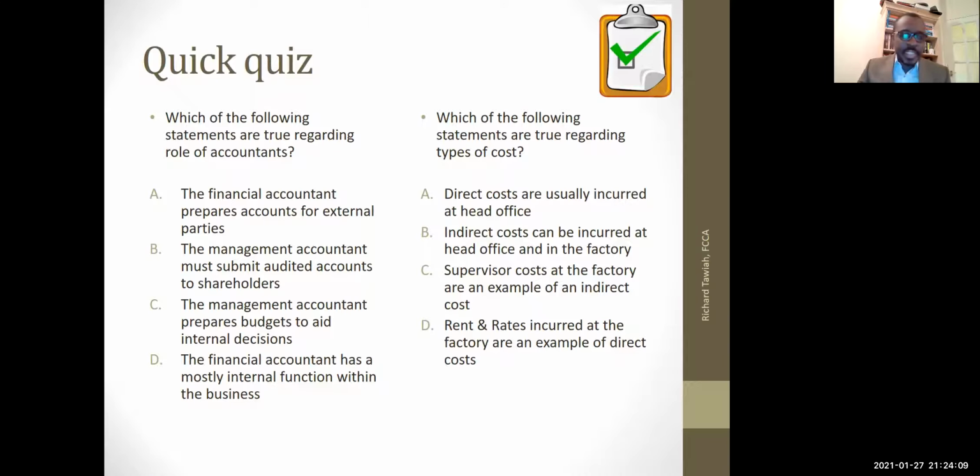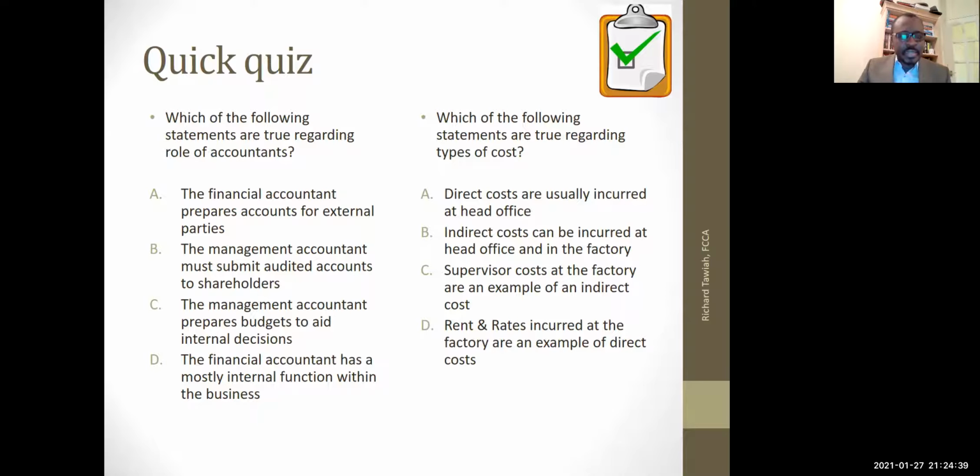I gave you the hint earlier, but I will just give you another hint. Which one of the following statements is true regarding financial accountants? The financial accountant prepares accounts for external parties. Remember, financial accounting is for external users, basically. The management accountant submits audited accounts to shareholders. Really, remember, management accounting is more for internal and not for external.